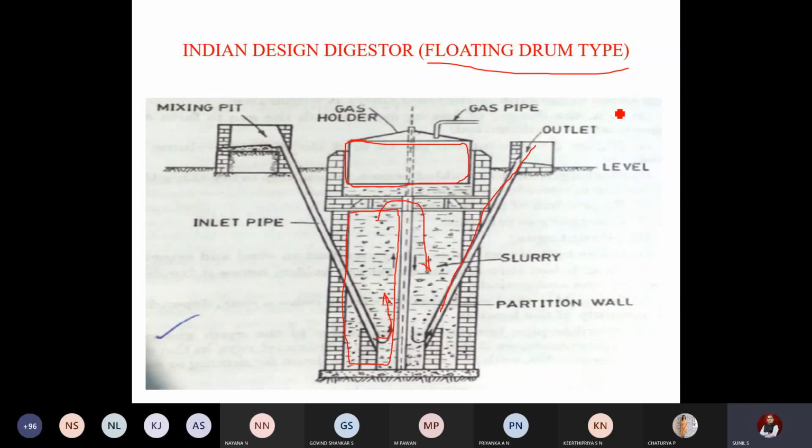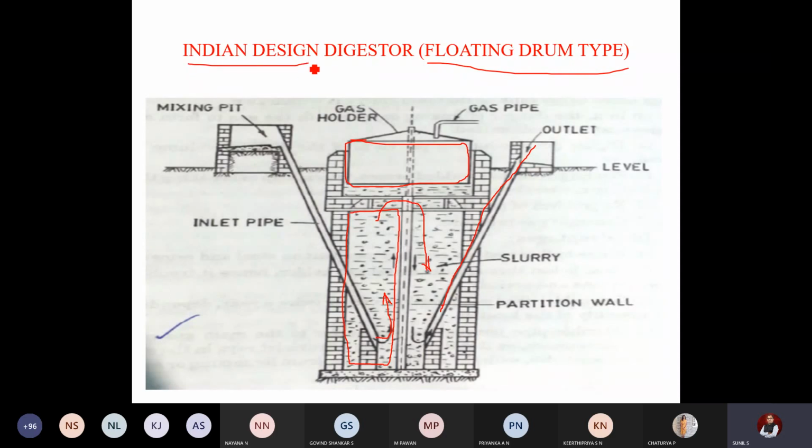So this is a much cleaner source of energy. If you dry and directly burn this waste, a lot of gases will be released which are very harmful to the atmosphere. Whereas if you digest it, there are two benefits. You get one output as a gas, which is a very clean source of fuel for combustion. Second, the digested slurry can be used as a source of manure. So this is called the Indian design digester or floating drum type.